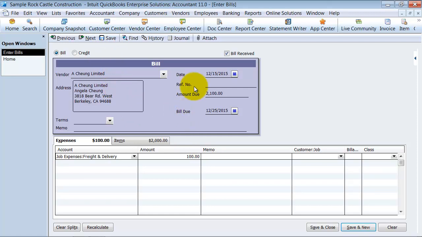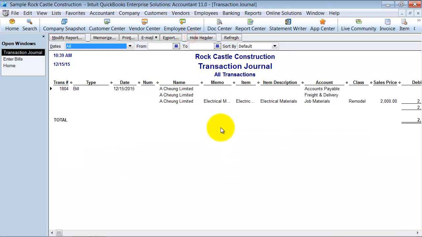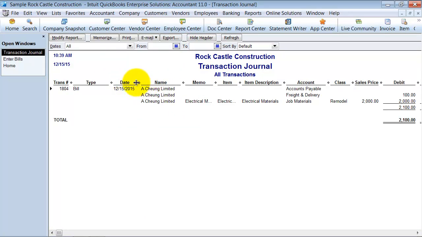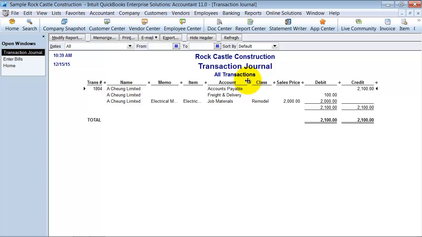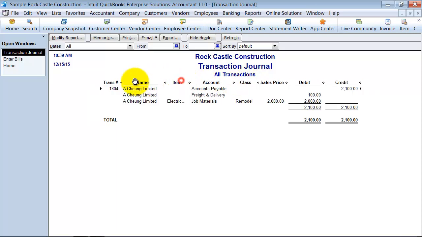Once I've saved it, I'm going to look at the journal. So this is telling me behind the scenes what the debits and credits are that are happening with this bill. Okay, so I'm going to get rid of some of these extra columns that we don't need and focus on the ones that are important over here.